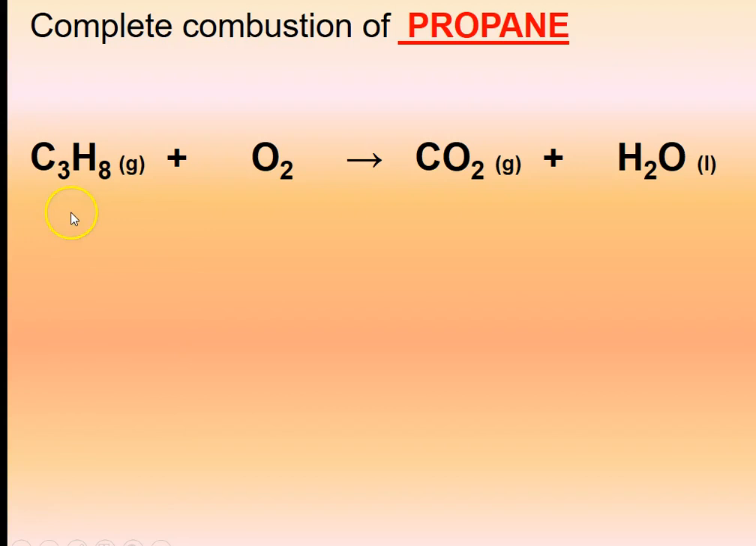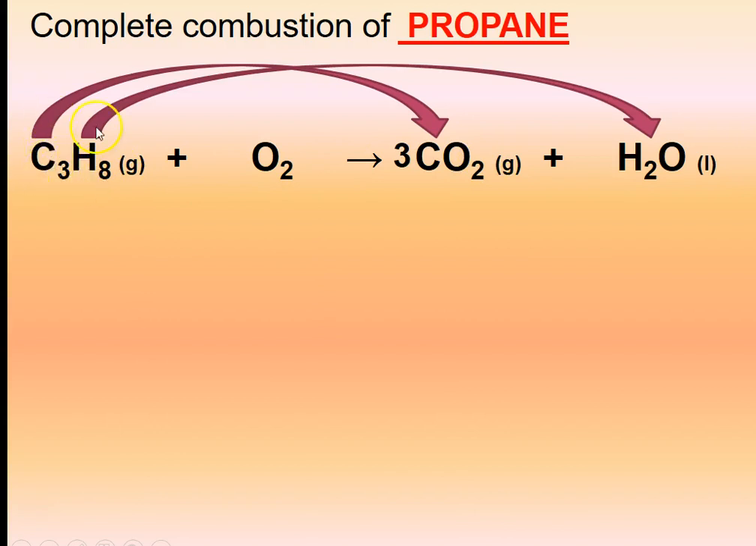Okay, so we'll do propane this time. Propane has 3 carbons and 8 hydrogens, so we have to do the carbons first. And this time they're not balanced, so we've got 3 carbons over here. So we will need, each carbon dioxide molecule has 1 carbon, so we will need 3 carbon dioxide molecules. So carbons and hydrogens first. We've got 8 hydrogens on this side. Each water molecule has 2 hydrogens, so we will need 4 water molecules. 4 times 2 is 8.